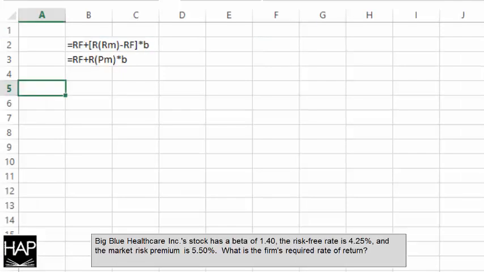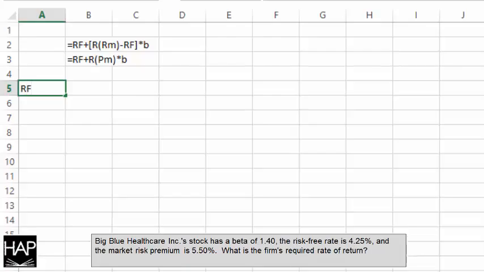To solve this problem and find out what Big Blue Healthcare Inc.'s required rate of return is using Excel, we're still going to use the same formula used before with the security market line. The formula is noted here as the risk-free rate plus the market risk premium times beta. So in order to find this out using Excel, we're going to begin by entering the information we know.